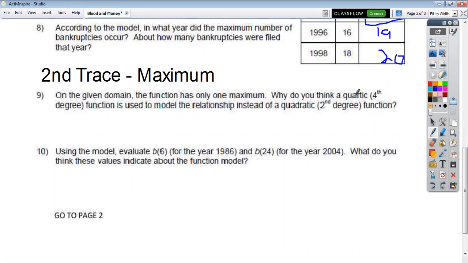Why is a quartic function used instead of a quadratic? What does the quartic do that the quadratic doesn't? And then using this model, evaluate B of 6 and B of 24. In other words, you're plugging a 6 into the function and you're plugging a 24 into the function. What do you think those values indicate about the function model? And then don't worry about this, go to page 2. That was supposed to be on page 1 to remind you to go to this page. There is no page 3.